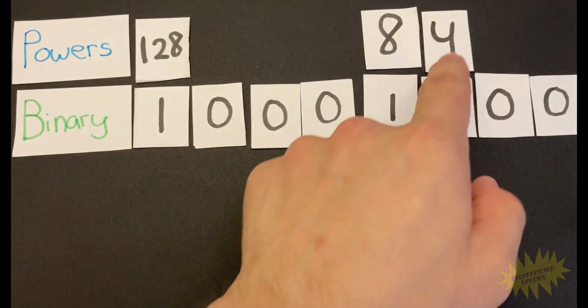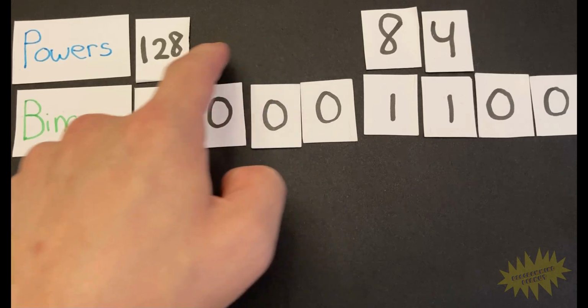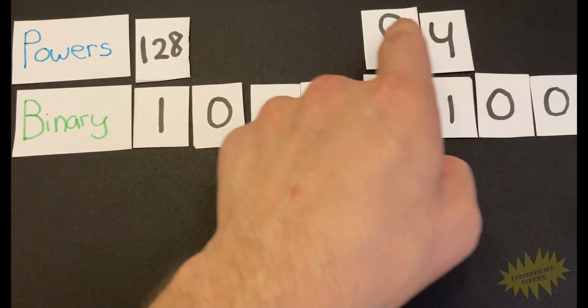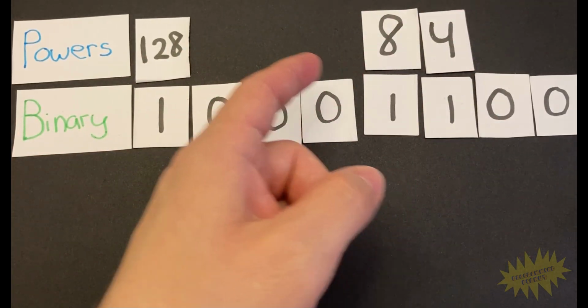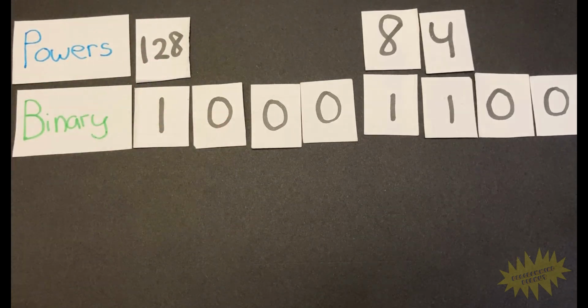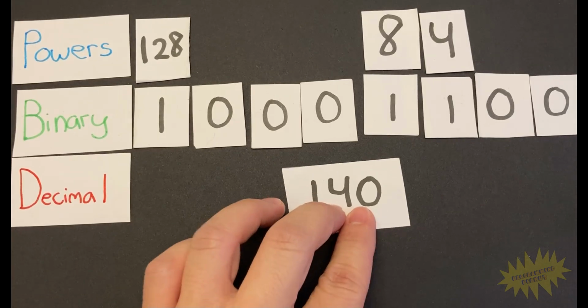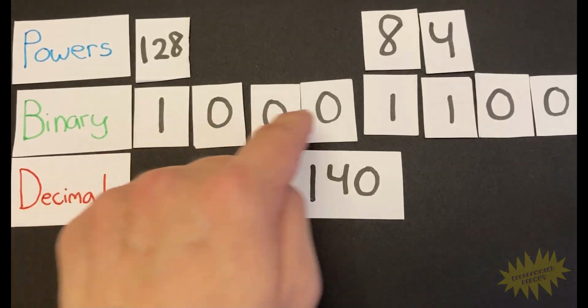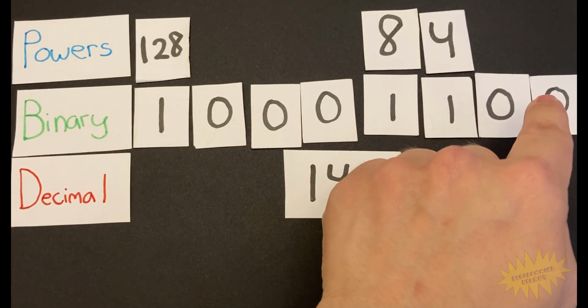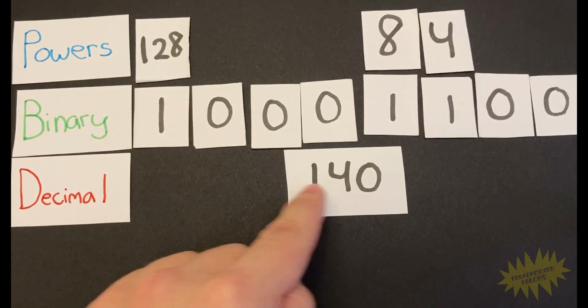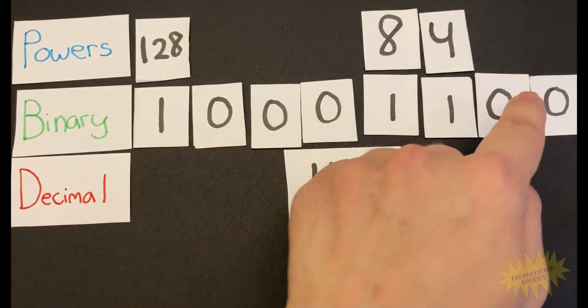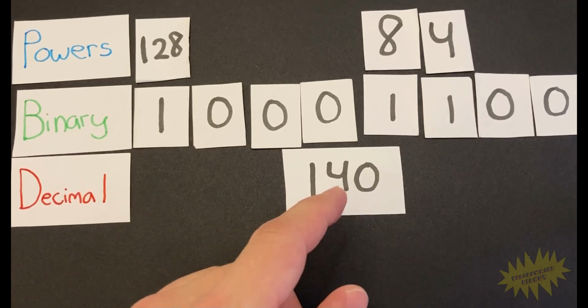And then all we have to do now is just add all the powers that are left. So 4 plus 8 is 12, and then 12 plus 128 will give us 140. So this binary number is 140 in decimal, okay? So this and this are the same, all right?